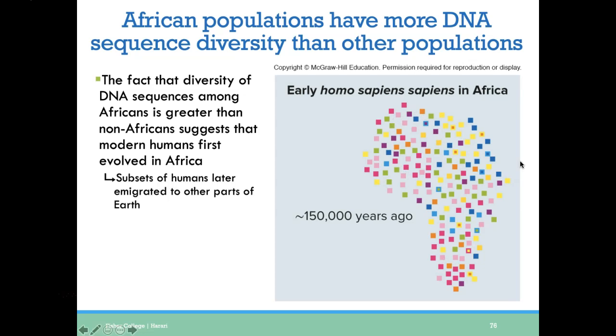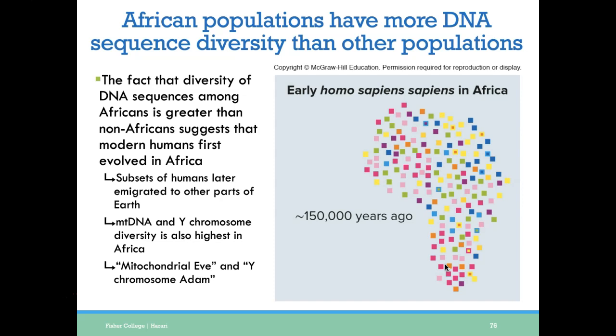Only subsets of humans later emigrated to other parts of Earth. And also, the mitochondrial and Y chromosome DNA is most diverse in Africa. So humans were here the longest. They had the most time to accumulate mutations and accumulate diversity. Only subsets of humans then migrated out that represented only a fraction of this diversity. So the migrations of humans across planet Earth is like a series of founder effects in a way.